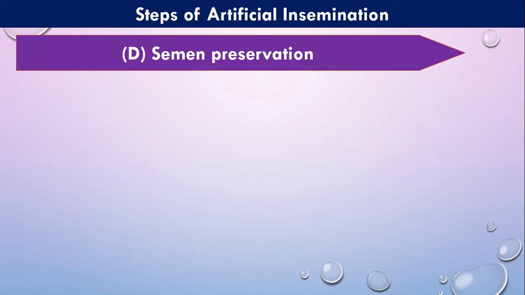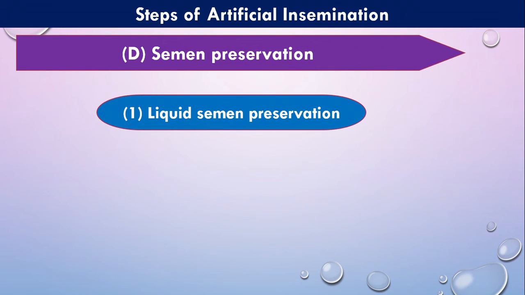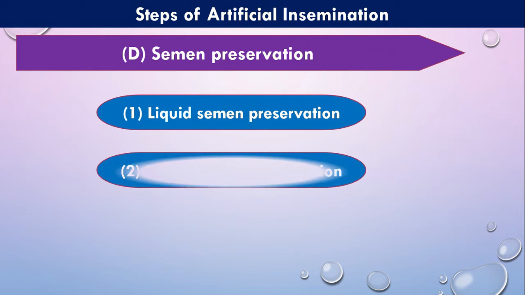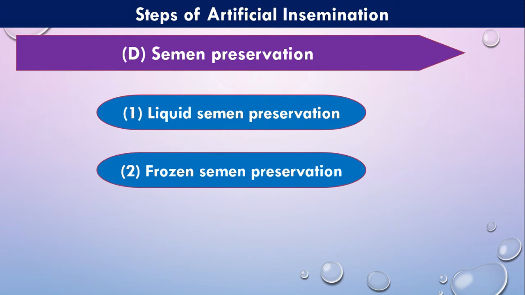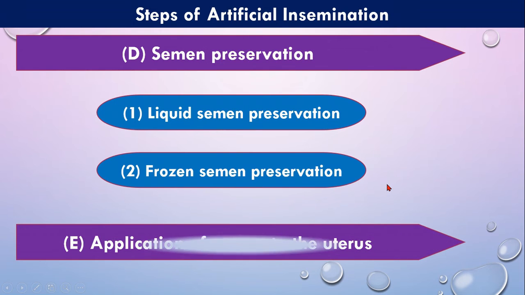Next point is semen preservation. We can do it in two ways. One is liquid semen preservation, or we can do frozen semen preservation. So collect the semen and store it for a couple of days, like 4 to 5 days, as liquid or frozen. Next is application of semen to the uterus. So this is the last step. This is the whole process of the steps of artificial insemination.